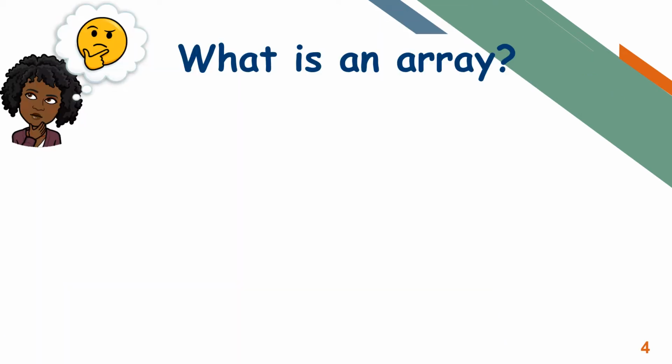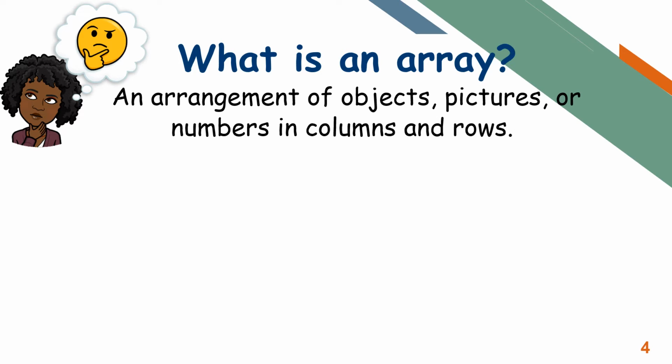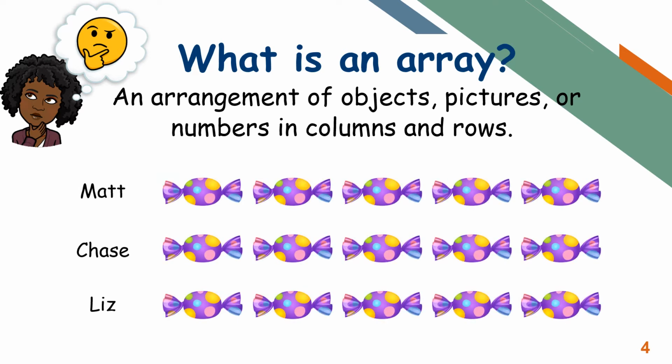Let's review some vocabulary specific to our lesson. What is an array? An array is an arrangement of objects, pictures, or numbers in columns and rows. Look at this example. I have 15 candies that I want to share with 3 friends. I can use an array to help me represent this. I can organize my candies into 3 rows with 5 candies in each row for a total of 15. So my model represents how many pieces of candy each friend would get.